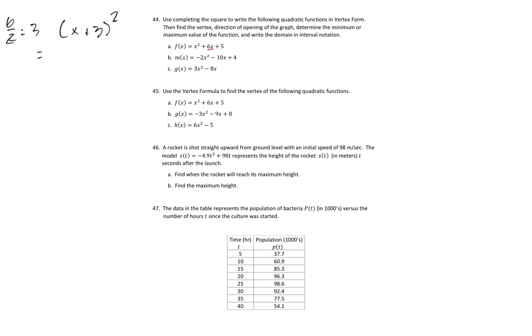Well, if we work out (x plus 3) squared, this gives us x squared plus 6x plus 9. And you'll notice what's different is here we have 9, here we have 5. So how do we adjust this so that we have plus 5 instead of plus 9? Well, we can actually just take away 4. Since (x plus 3) squared equals x squared plus 6x plus 9, if we take away 4 from both sides, it equals x squared plus 6x plus 5.